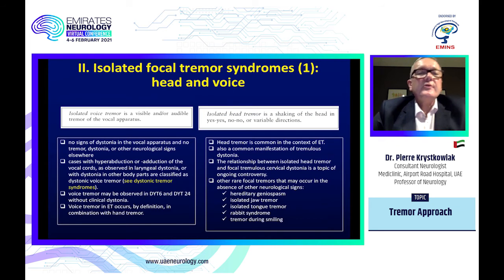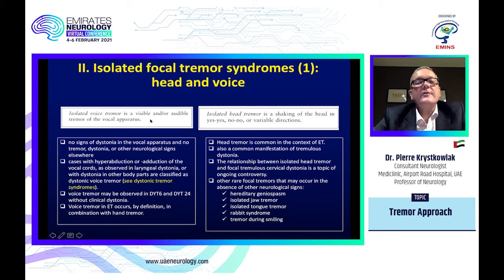Now, let's move to the second big part of this syndromic classification, with the isolated focal tremor syndromes affecting head and voice. An isolated voice tremor is a visible or audible tremor of the vocal apparatus. There are no signs of dystonia in the vocal apparatus and no tremor, dystonia, or other neurological signs elsewhere. You can have some cases with hyperabduction or hyperadduction of the vocal cord, as observed in laryngeal dystonia, or with dystonia in another part of the body, which will be classified as dystonic voice tremor.